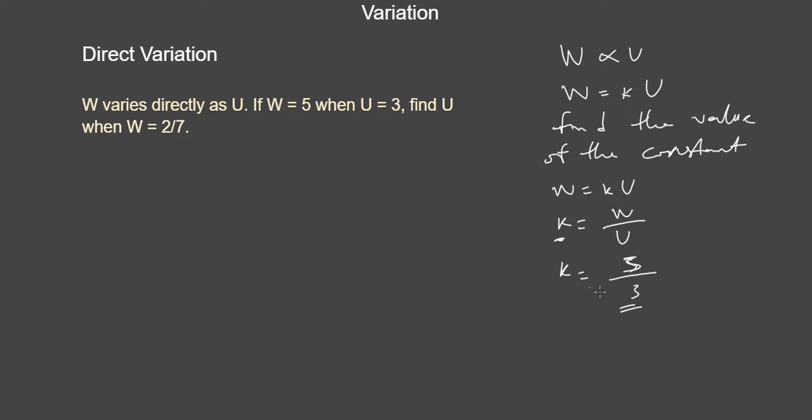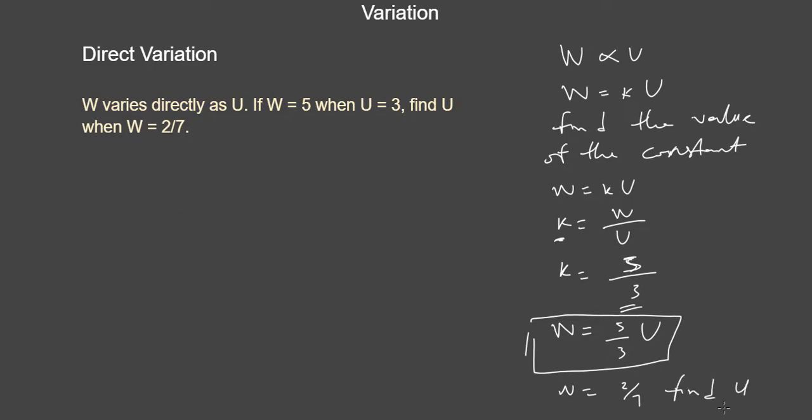So if you plug this K back into the formula, then our formula now becomes W = 5/3 U. So this is now the final formula after figuring out the value of K. Now that you've gotten the exact formula, this is the formula you use for subsequent calculation. Now, they ask us to look for the value of U when W is 2/7. So when W is equal to 2/7, find U.